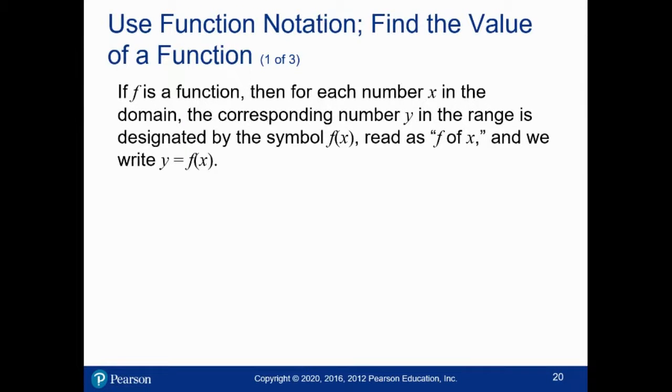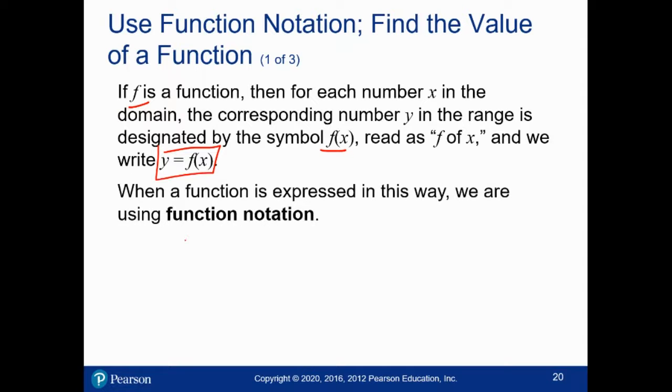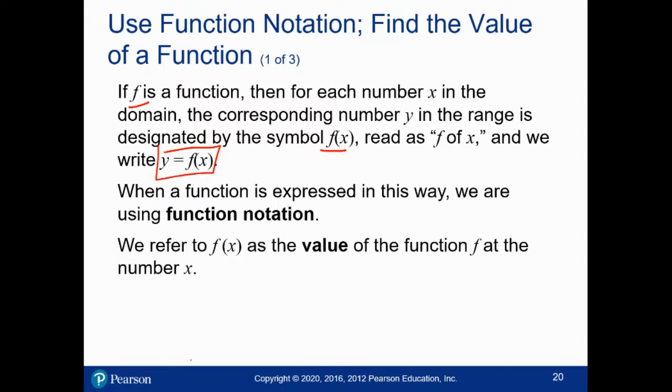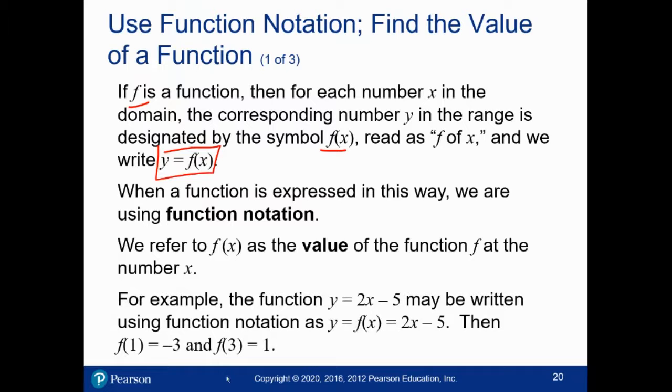All right, so let's learn about function notation. If you have a function, then every time you plug in an x, you get out a unique y. If f is the function, we write f of x and we say y is equal to f of x. This is called function notation. F of x is called the value, y is the y value, and we graph it by graphing the points x comma y or x comma f of x.